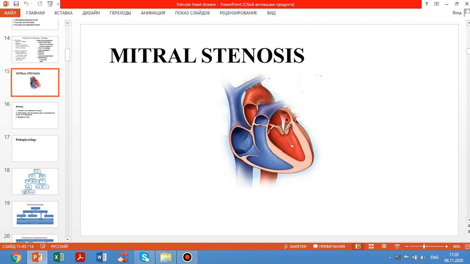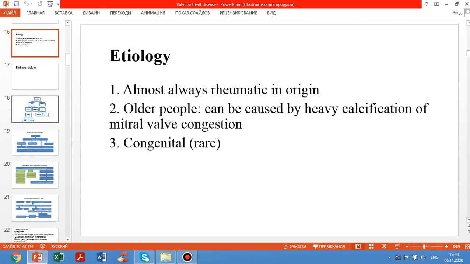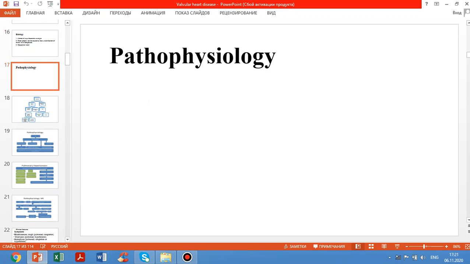Mitral stenosis. Etiology. The etiology of mitral stenosis is almost always rheumatic in origin. In older people it can be caused by heavy calcification of the mitral valve, and it can be congenital, very rare. Pathophysiology.